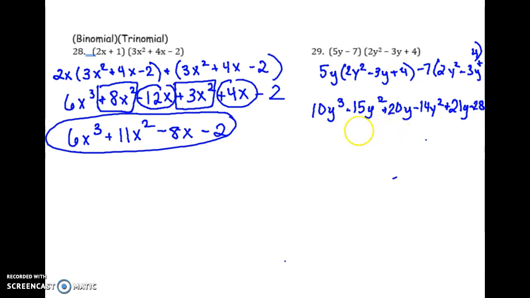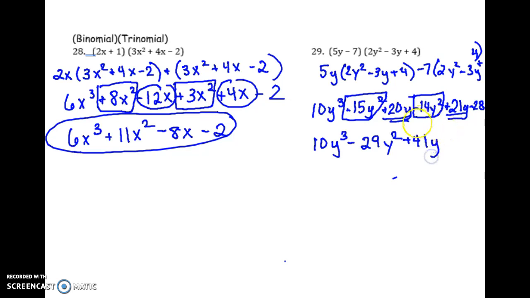All right, now I'm going to combine my like terms. So I've got negative 15y squared and negative 14y squared. So I'm going to end up with 10y to the third minus 29y squared. Now I'll combine the 20y and 21y, and I get 41y, and then minus 28.